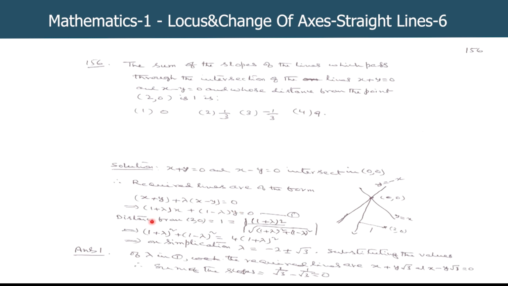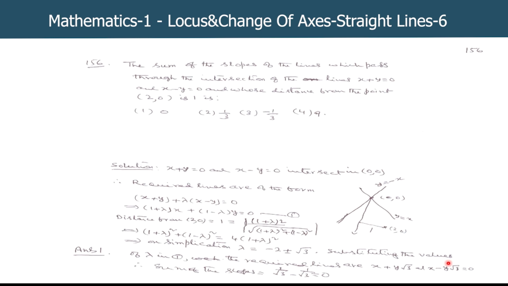Now, the distance of this line from the point (2, 0) is 1 unit. So, that is 1 is equal to modulus of (1 plus lambda) into 2 by root over (1 plus lambda) square plus (1 minus lambda) whole square. Now, squaring and simplifying, you will get lambda is equal to minus 2 plus or minus root 3. Substituting the values of lambda, the required lines are x plus y root 3 equal to 0 and x minus y root 3 equal to 0.